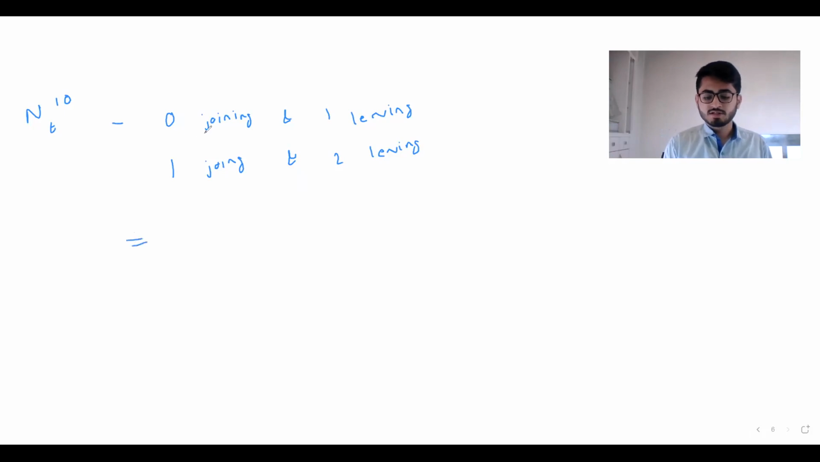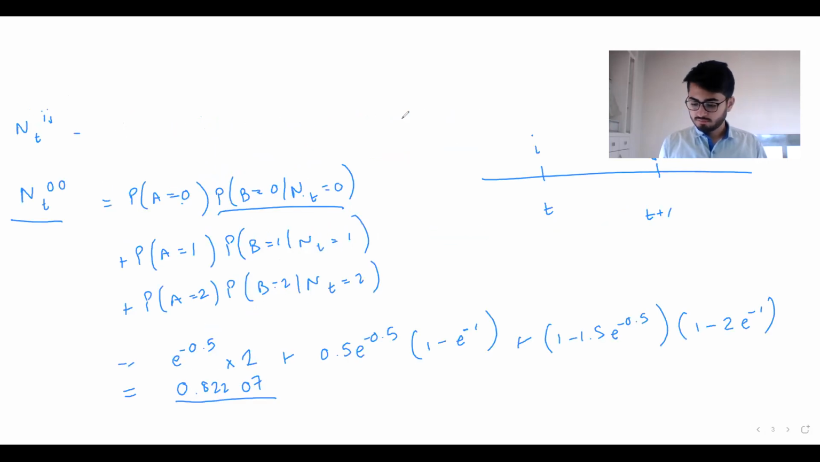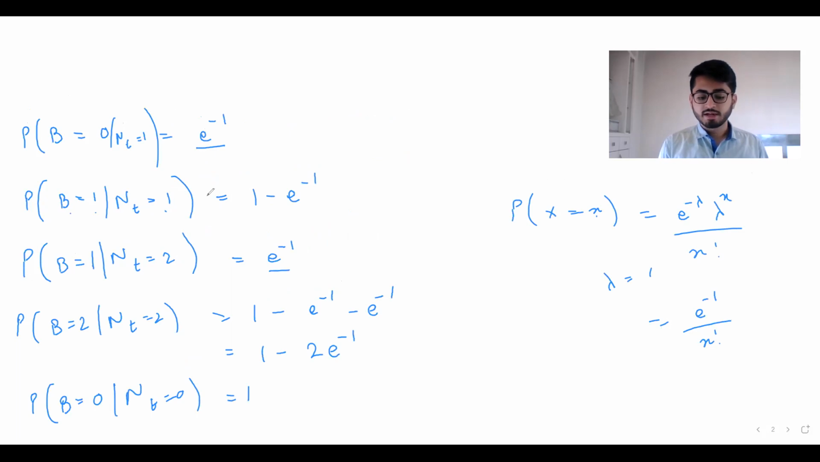So the probability over here is 0 joining. Given that it's already 1, it doesn't matter because this probability remains the same, which is e to the power minus 0.5. Now, at the beginning of the day, there was 1, right? Then 0 joined. So just before the end of the day, there was 1 in the queue. How many could maximum leave? 1 only. So this will be 1 minus e to the power minus 1. So this is basically nothing but the probability that B is equal to 1 given NT equal to 1, where your NT basically means how many customers are waiting in the queue just before the end of the day.